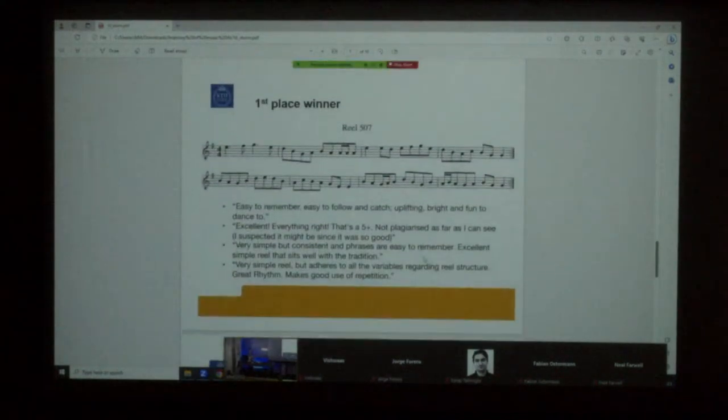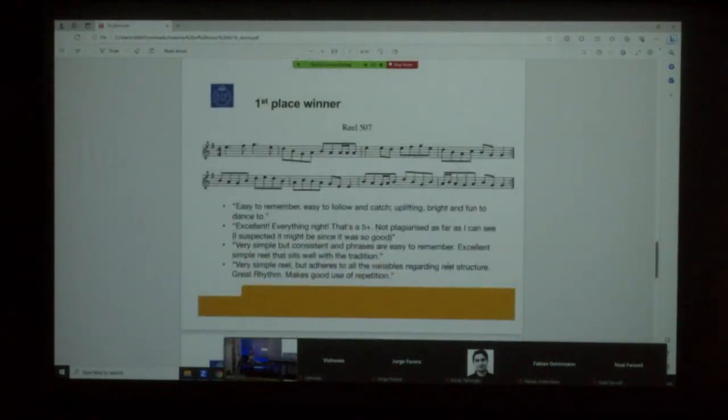Of reel 507, the judges said the following: easy to remember, easy to follow and catch, uplifting, bright, fun to dance to. Excellent, everything's right. That's a 5+, not plagiarized. Very simple, but consistent, and phrases are easy to remember. Sits well within the tradition. Very simple reel, adheres to all the variables regarding reel structure. Great rhythm, makes good use of repetition.